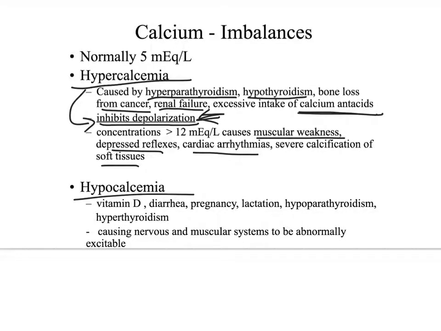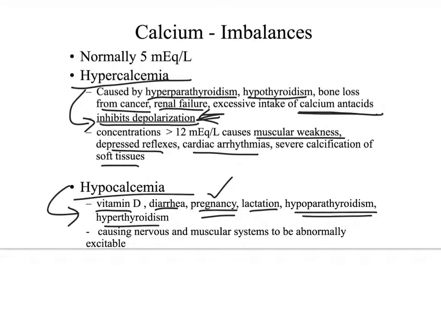Okay, now hypocalcemia could be that you're not getting enough in your diet, or you're not getting enough sunlight to convert it. It could be caused by diarrhea, pregnancy. When you're pregnant, all the calcium's going to go to making the baby's bones, and the mom's bones get depleted if you're not getting enough in your diet. Lactation, milk production, or hypoparathyroidism or hyperthyroidism.